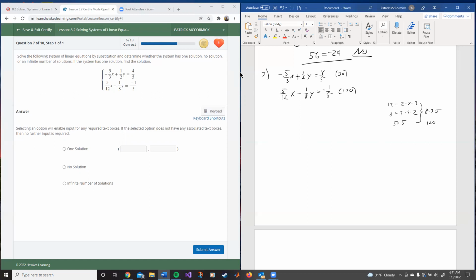So what do I get here? My new equation is going to be 30 times minus 5/3 x, sorry, plus 1/2 y equals 30 times 4/5, and then 120 times 5/12 x minus 1/8 y equals 120 times minus 1/5.